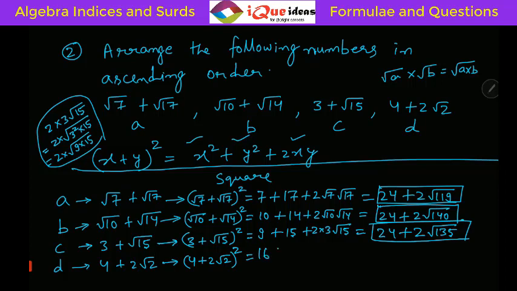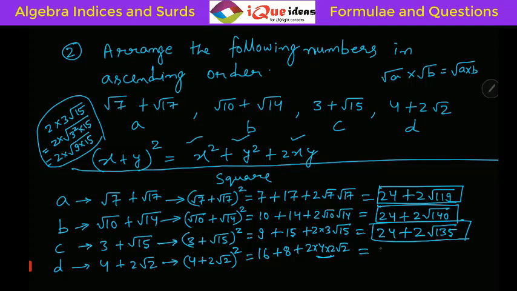4 square is 16. 2 root 2 square will be 2 square is 4 and root 2 square is 2, so it is 8. Plus 2 into 4 into 2 root 2, right? Now here again, this 4 into 2 is 8. Let this 2 be here. See, we want 2 in every number, right? So this 2 be here. This 4 into 2 is 8. 8 goes inside, becomes 8 square, that is 64.